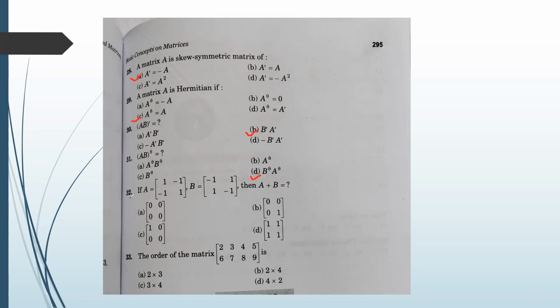Okay. If A equal to 1, minus 1, minus 1, 1 and B equal to this, then A plus B will be. Now by corresponding entries, 1 minus 1 is 0, minus 1 plus 1 is 0, minus 1 plus 1 is 0, 1 minus 1 is 0. It means first option is right. The last question is the order of this matrix. So here the number of rows is 2 and number of columns is 4. So the order of this matrix will be 2 by 4. Okay. So is that clear?